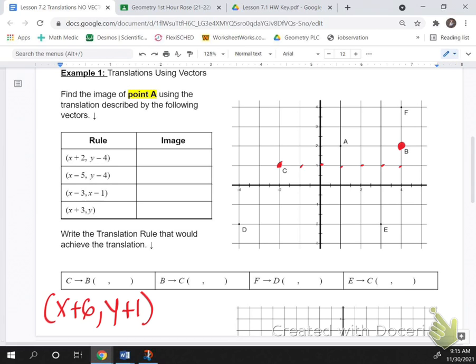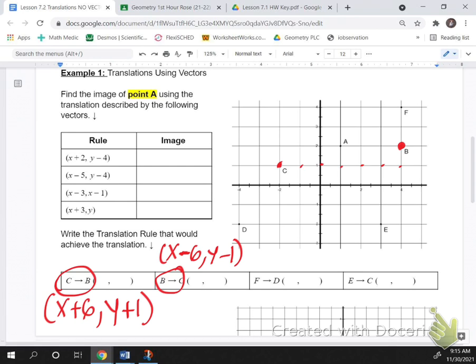That's it. I'm writing the rule that maps C to B. The second one wants you to do B to C, so backwards. What would it look like backwards? It'd be minus 6. Minus 6? Yeah, and then y minus 1. Minus 1, okay?